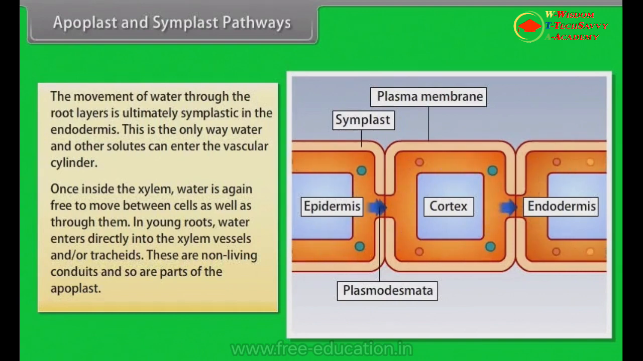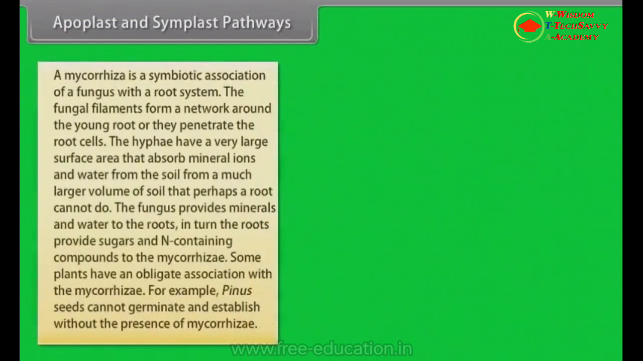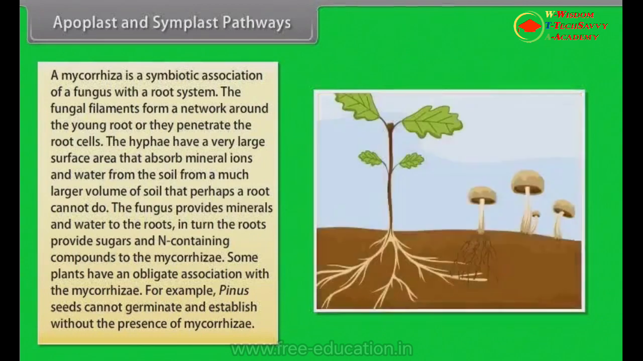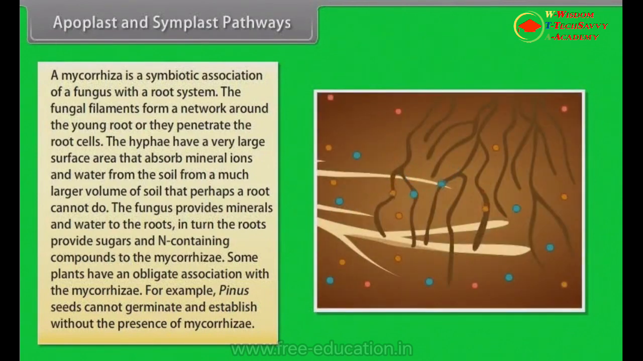Do you know that some plants have additional structures associated with them that help in water and mineral absorption? A mycorrhiza is a symbiotic association of a fungus with a root system. The fungal filaments form a network around the young root, or they penetrate the root cells. The hyphae have a very large surface area that absorbs mineral ions and water from a much larger volume of soil than perhaps a root can.